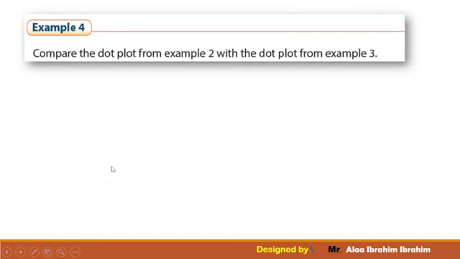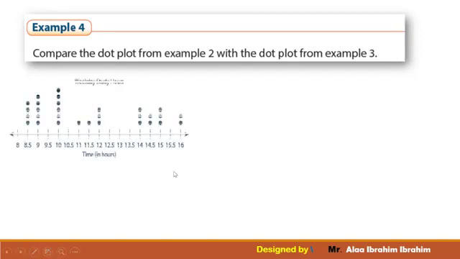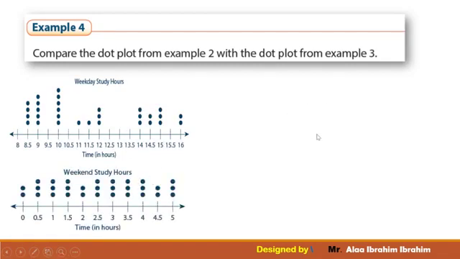Now we're going to example 4. Example 4 is a comparison between example 2 and example 3. So we have to compare both of them. So I bring the dot plots for example 2 and 3 in front of you to compare between them. I give you something to answer or to give me your opinion about this. What are the similarities and differences in the two dot plots? So I have to compare.